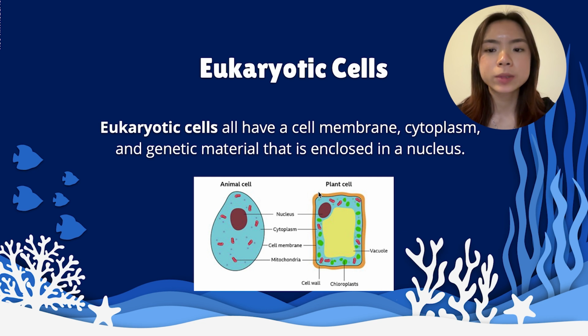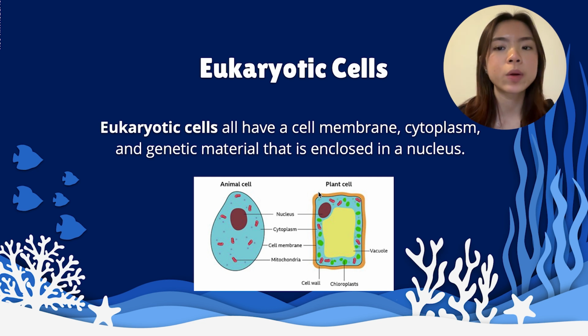So in both diagrams, the nucleus is this reddish-brown circle that we can see kind of in the middle, and in the plant cell, it's more to the top left corner. So all animals, including human beings, plants, fungi, protista, these are all examples of eukaryotes.